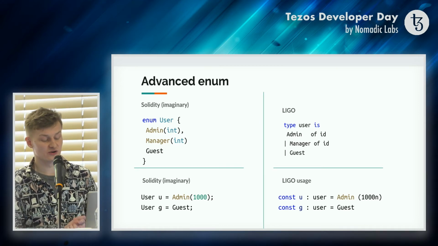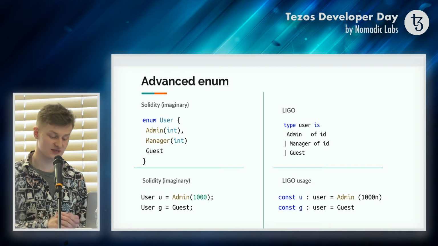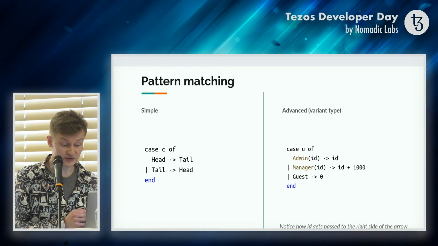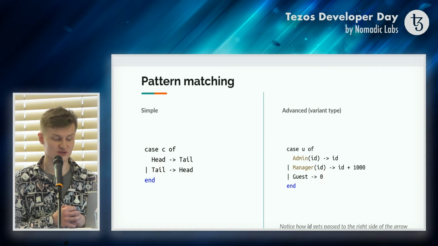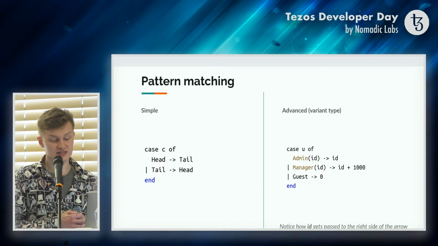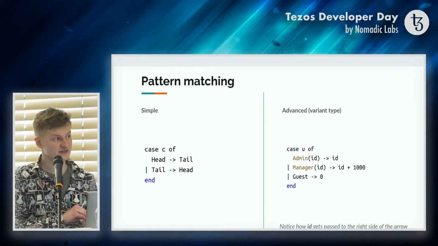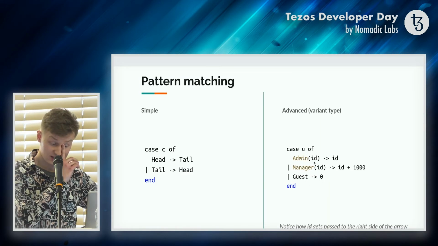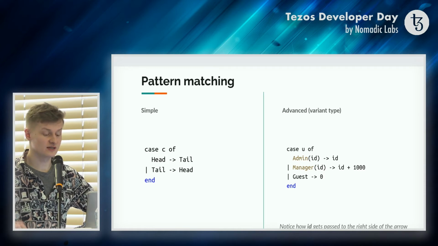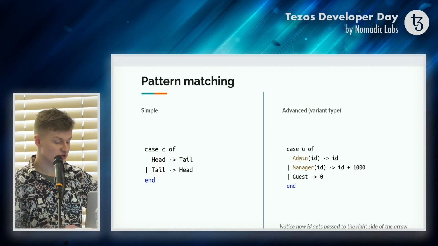So you declare your user, for example, admin, and in the parentheses you write the value, like the ID of this specific user. Pattern matching is the way you use these advanced enums, also called variant types. You write case, and then you specify the key of the case, and this thing in parentheses, you can see admin in parentheses ID. It's getting translated to the right side, and you can use it there. You can see how for the manager case, I sum ID plus 1000, and that's a neat feature.